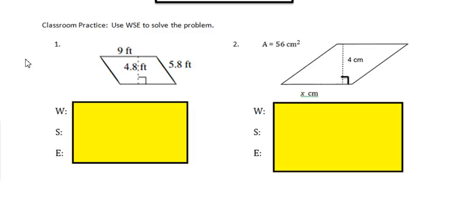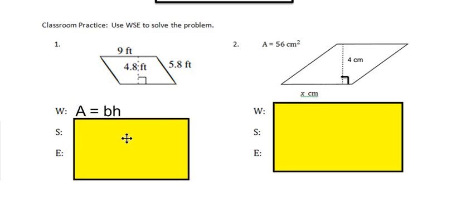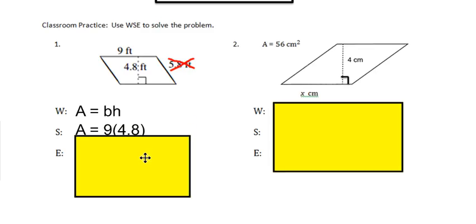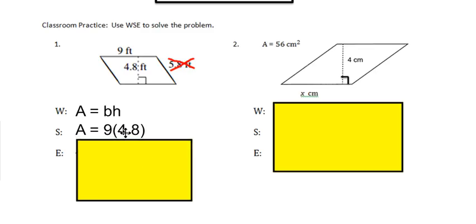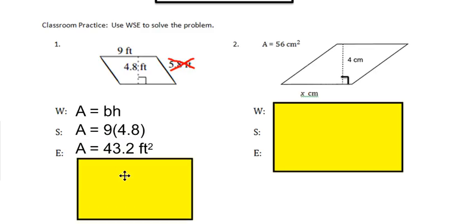All right, wonderful. Now that you've had 5 minutes or so to work on these problems, for the W part, A equals B times H. The base here is 9 feet, and the height is 4.8 feet. This 5.8 feet is unnecessary. So oftentimes they will give you numbers. I don't need to know the diagonal side length. It's not necessary. So I plug in 9 for the base, 4.8 for the height. Remember, the order doesn't matter because multiplication is commutative. And when you multiply 4.8 times 9, you get 43.2, and the units are feet squared.